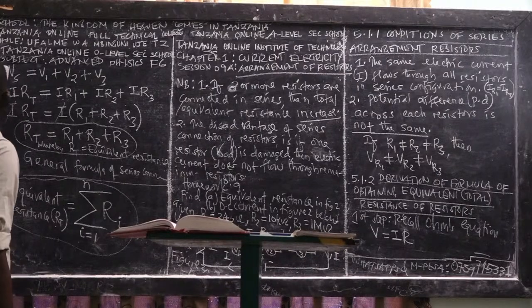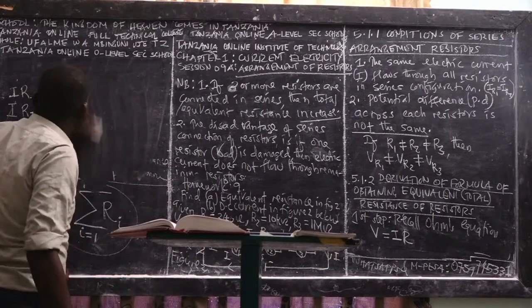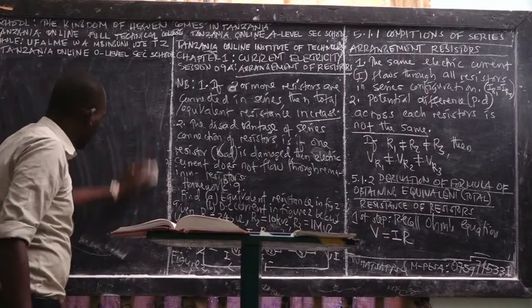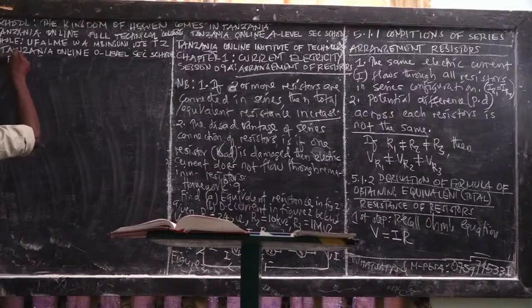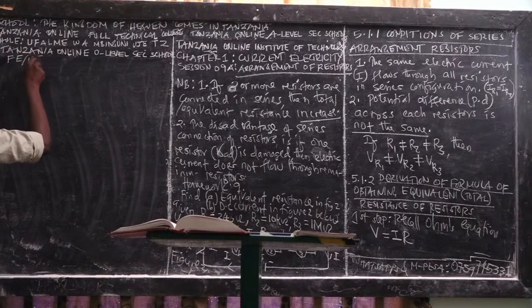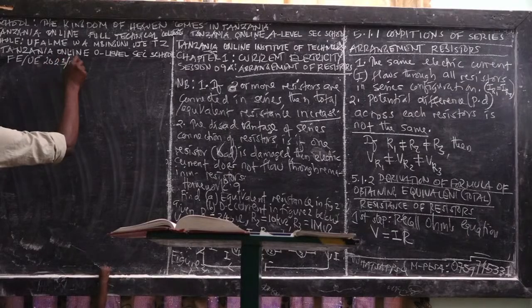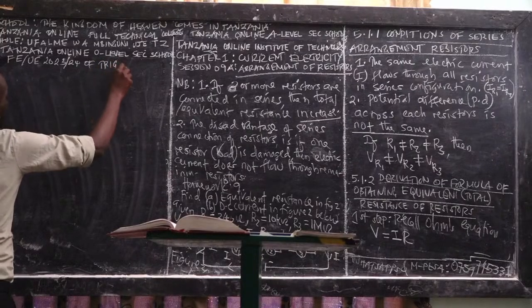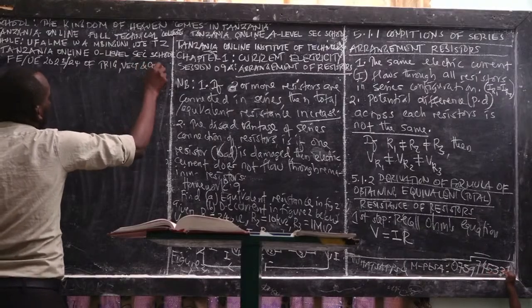So the name of the module is Trig, Vector and Complex Number. This is the FE, the University Examination of 2023/24. The module is called Trig, Vector and Complex Number.